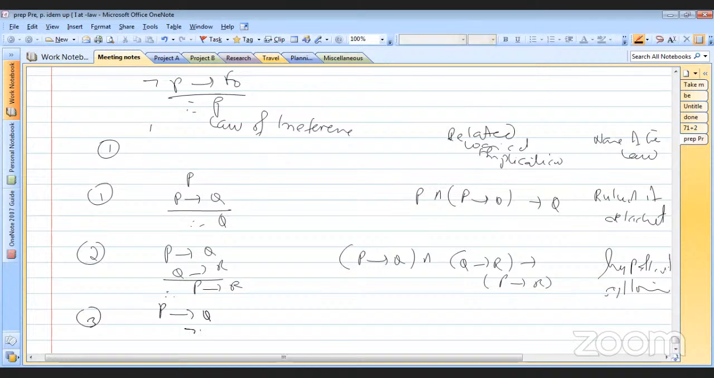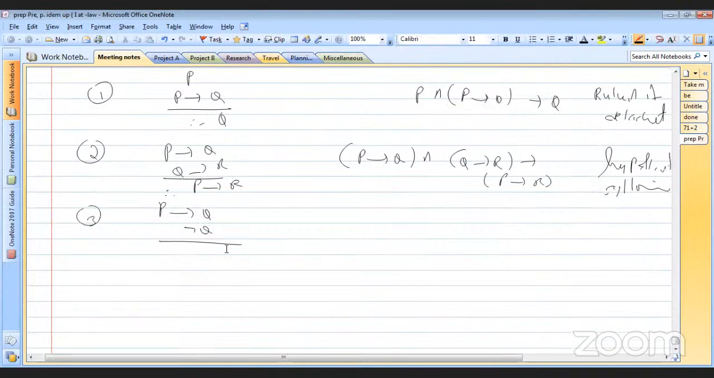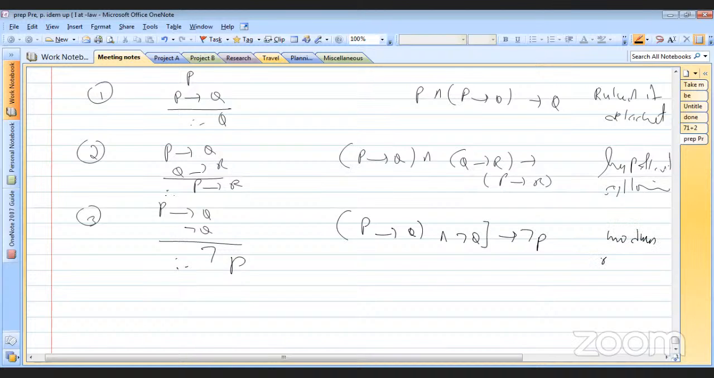Then third condition. P implies Q and negation of Q, therefore negation of P. We can write P implies Q and negation of Q, that is negation of P. This is modus tollens. This is the third condition.